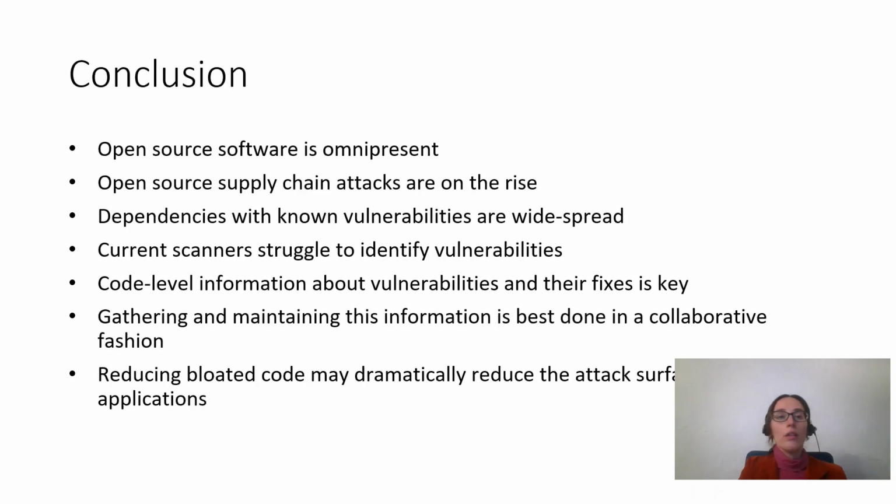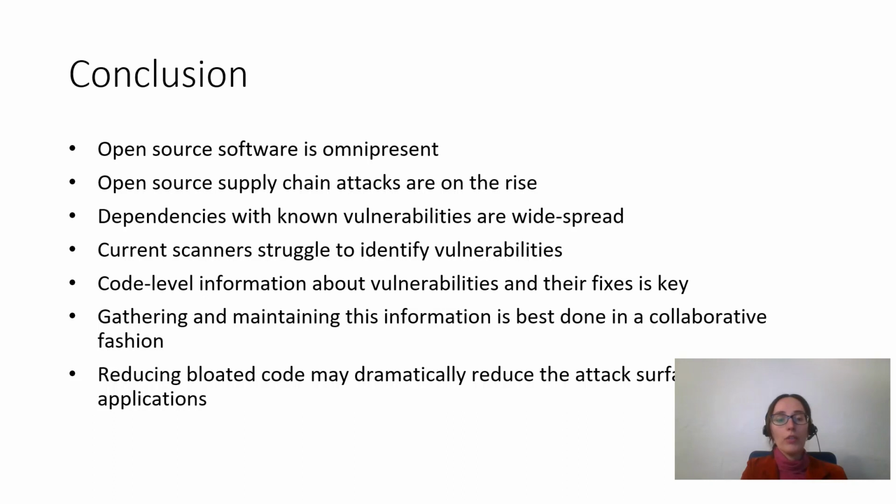So to draw some conclusions out of the entire presentation. For sure, what we can say is that open source software is omnipresent. Open source supply chain attacks are on the rise, and at the same time, dependencies with known vulnerabilities are still an issue. They are widespread, and the current scanners struggle to identify the vulnerabilities, especially in the presence of modified open source software components.